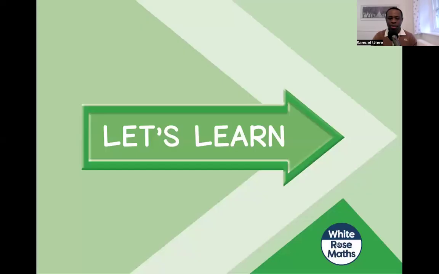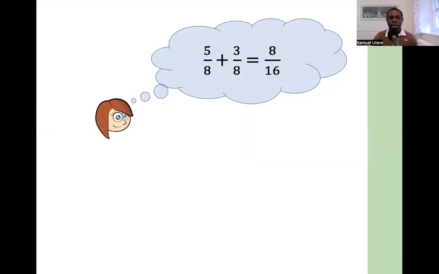Let's do some new learning for this lesson. Here, she says 5/8 plus 3/8 is equal to 8/16. Have a think, what mistake has she made? You may refer to what you learned in our previous lesson about adding fractions with the same denominators.